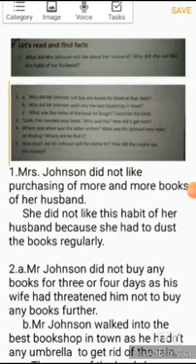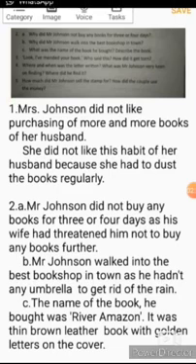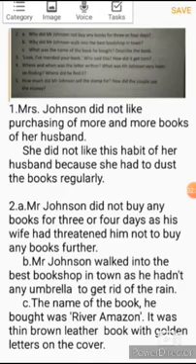Okay students, next question number 2. There are three parts to the question. You will read them in your book. I am telling you only the answers so that it will not take much of your time. Part 2A: Mr. Johnson did not buy any books for 3 or 4 days as his wife had threatened him not to buy any books further. Okay students, you understood the answer.